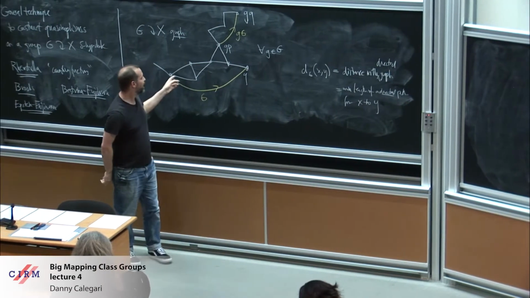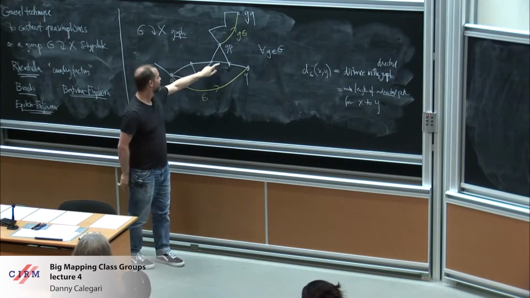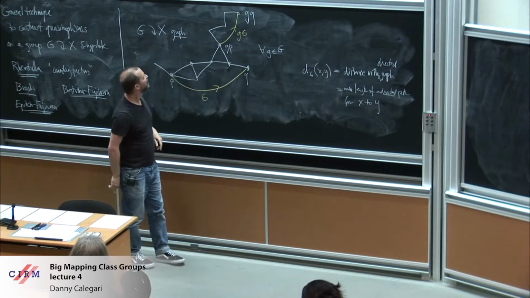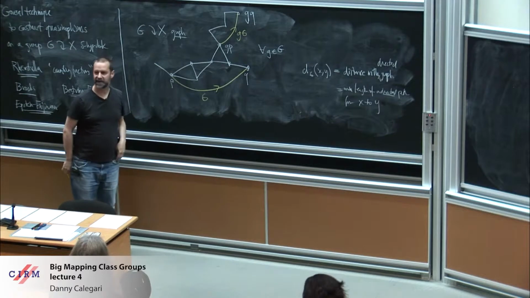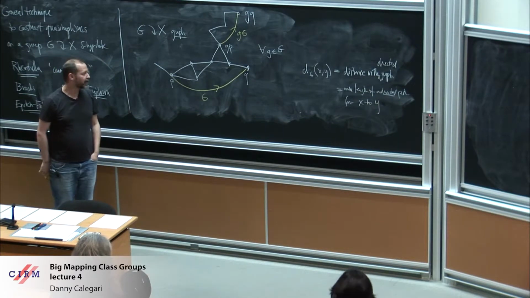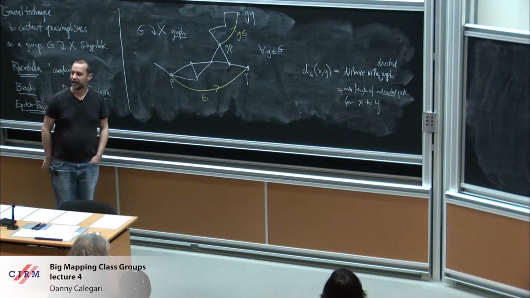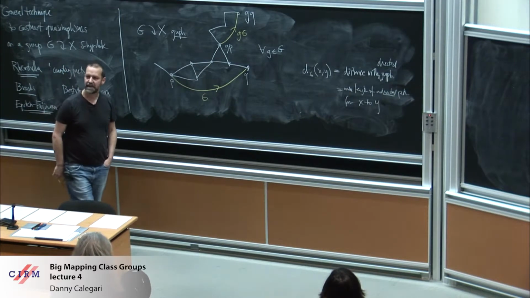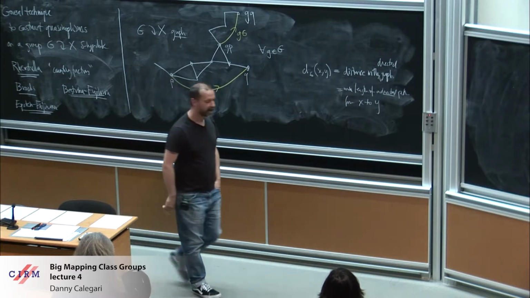So the distance from p to q, it used to be 4, but I've added a shortcut. So now the distance from p to q is 1. What's the distance from q to p? Probably still 4. Right, so it's not symmetric, but that's okay.